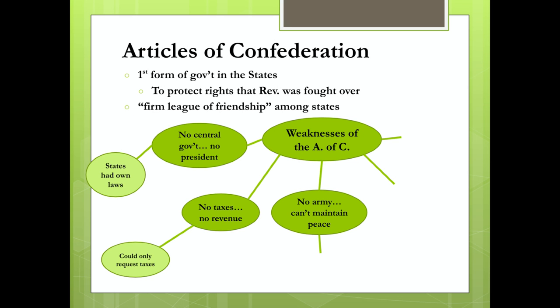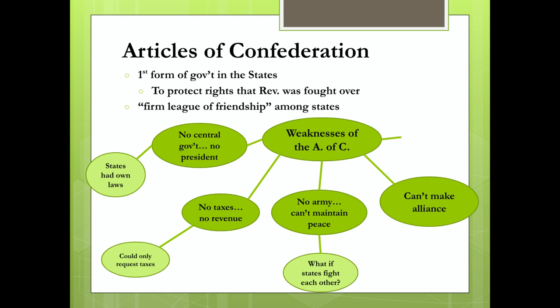Another weakness was there was no army, and we've discussed Shays' Rebellion, and we're going to look at that again in just a minute. But without an army, you couldn't maintain peace. And then again, what would happen if any of these states were to fight each other? Then the federal government has no way to stop it.